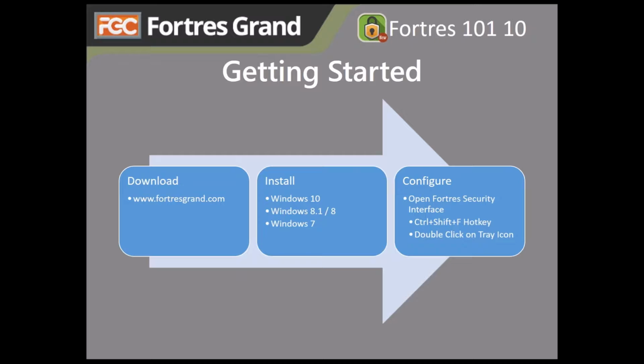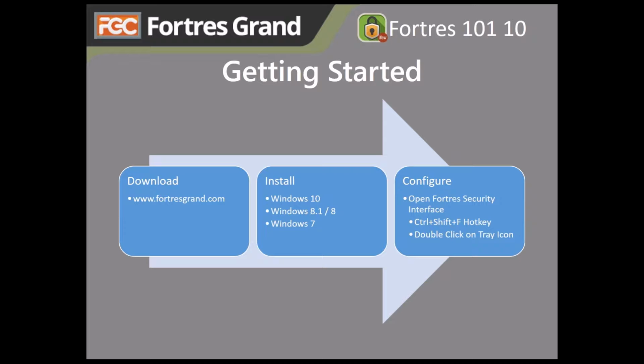To get started with Fortres 101, you would go to our website, fortresgrant.com, and download a free 30-day trial of Fortres 101 and install it on either a Windows 10, Windows 8.1, Windows 8, or Windows 7 computer. When you do that, it'll prompt you to install in local mode by default, where all the settings will be stored on the local computer, and you'll be prompted at the end of the installation to create a password.